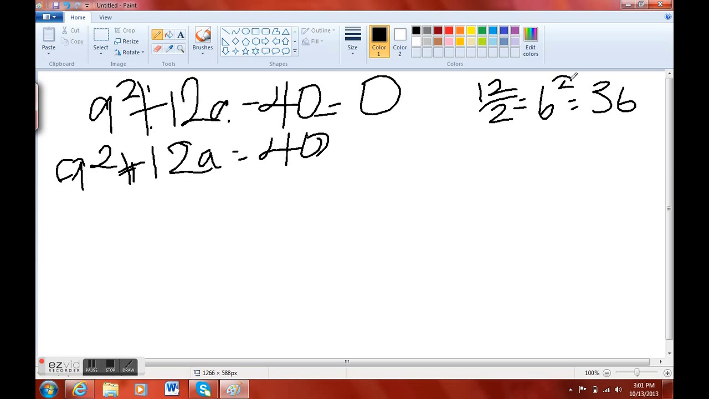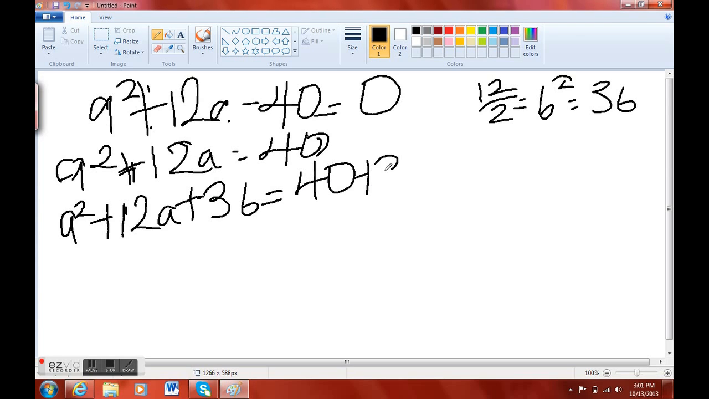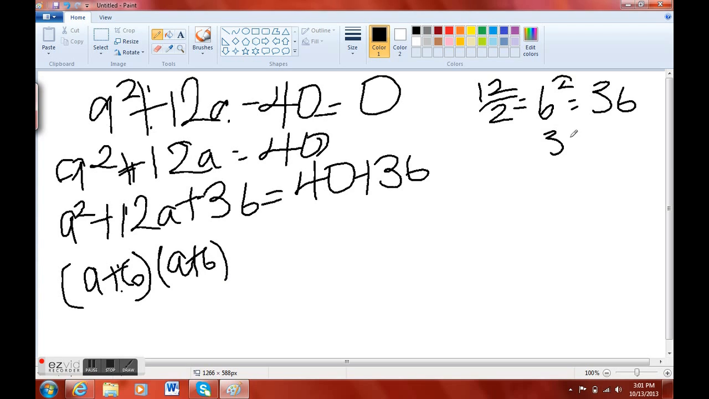So hobos have smiled already. Now you're adding it, so add it to both sides. And now you're going to factor. So when you factor, you get a plus 6 times a plus 6, because two numbers that multiply to give you 36 but add to give you 12 are 6 and 6. So a plus 6, a plus 6, equals 76. A plus 6 times a plus 6 is the same thing as a plus 6 squared, but I'm not gonna write it over because I don't have the space.